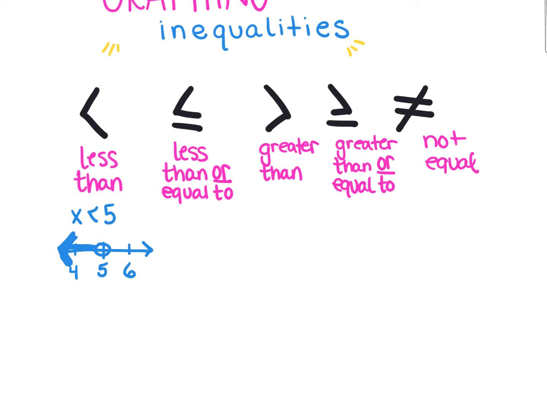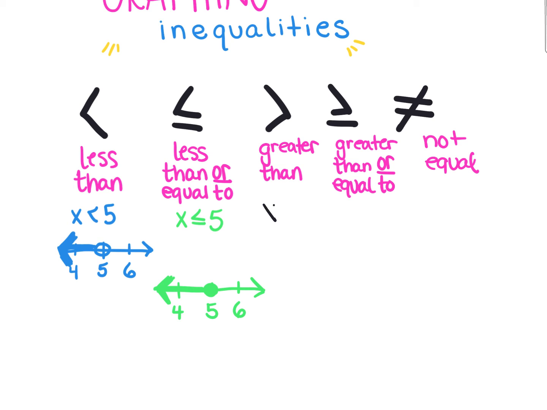Less than or equal to, x is less than or equal to 5. When we're talking about 5, because it's equal to 5, this is going to be a closed circle or shaded in. And we are going to shade on the less than side of the number line.